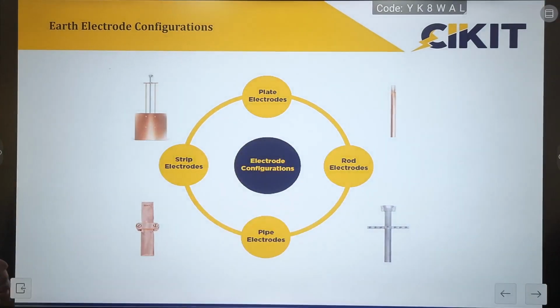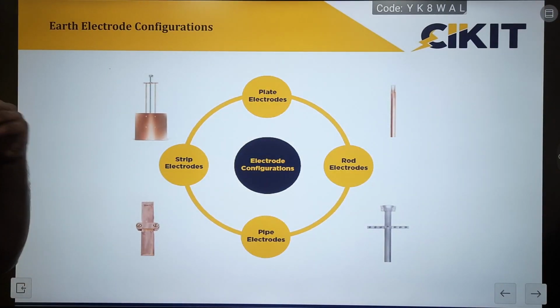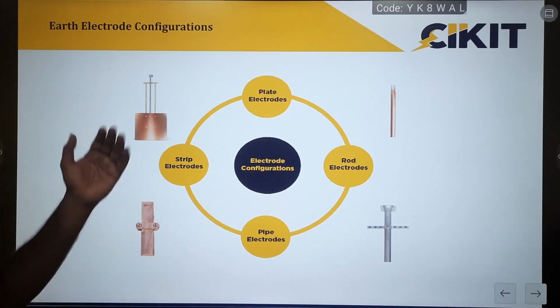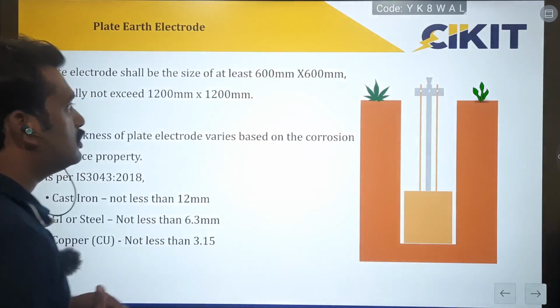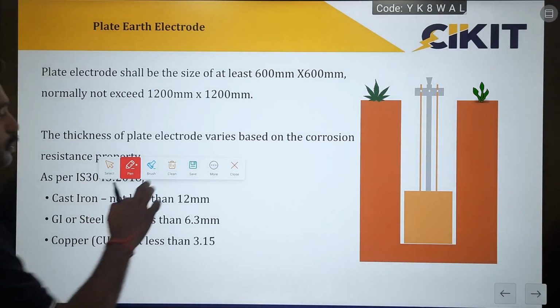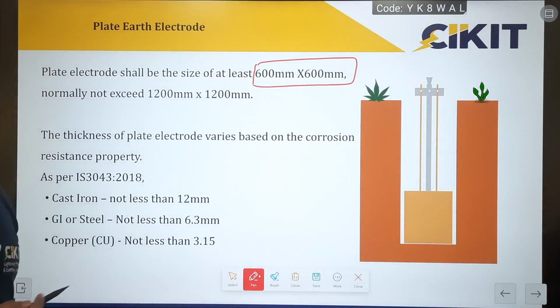So the standard explains about four different configurations, and they have provided formulas for calculating the earth electrode resistance value, which is the electrolytic resistance value, for all the four different types of earthing electrodes. The first one is the plate earth electrode. Here the earth electrode will be in the form of a plate. The standard has provided the minimum dimension as 600 cross 600.